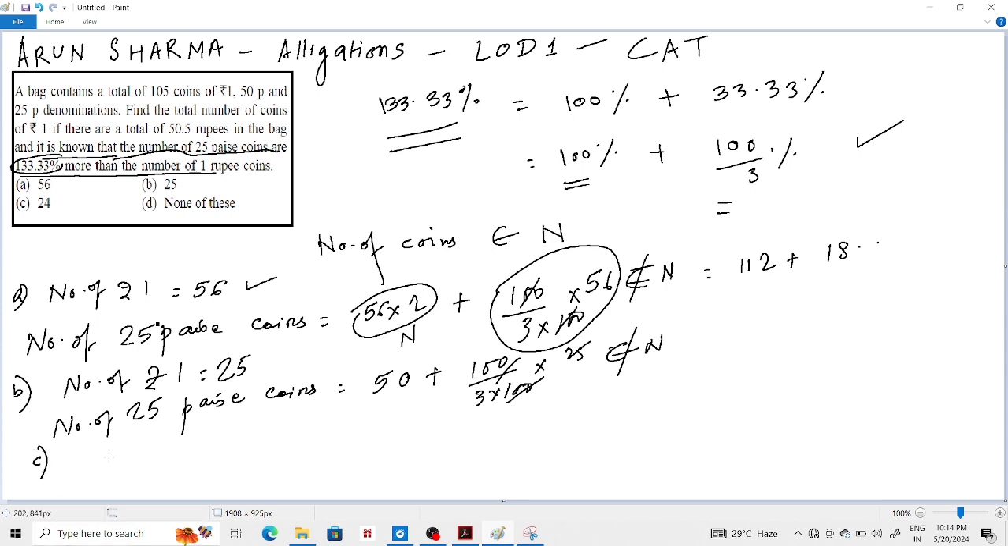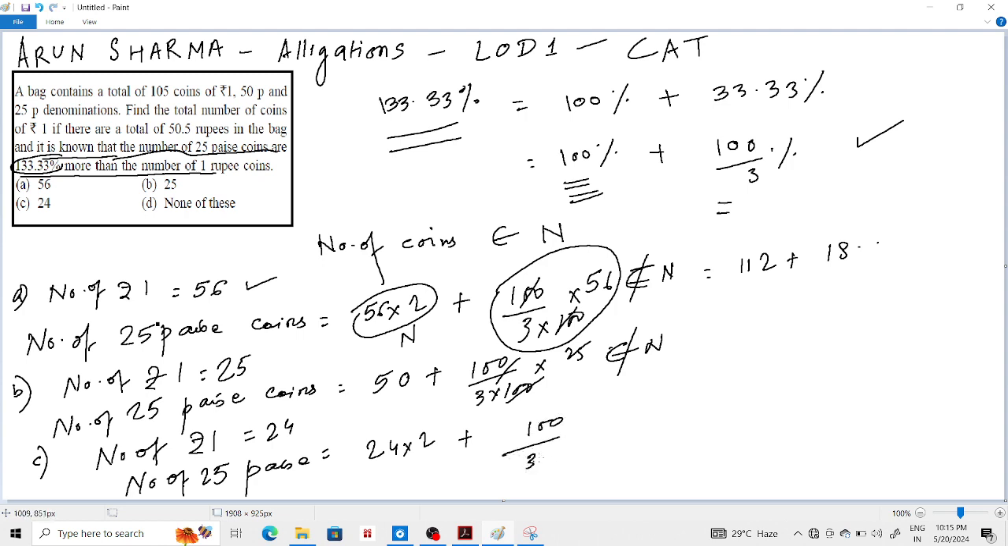Next, let us go for option number C. Here number of rupee 1 coin is 24. If that is the case, then what is the number of 25 paise coins? So it is again, as I said, 100%. So first of all, we need to double 24 and then we are going to have 100/3% of 24. So that is going to definitely give me a natural number because 24 into 2 is 48 and plus 8 is going to give me 56, which is definitely a natural number.